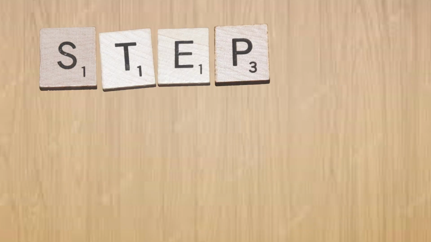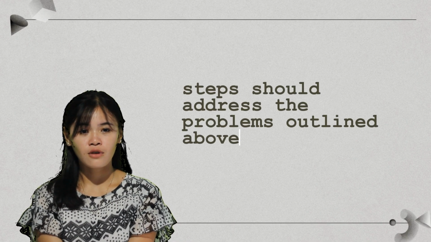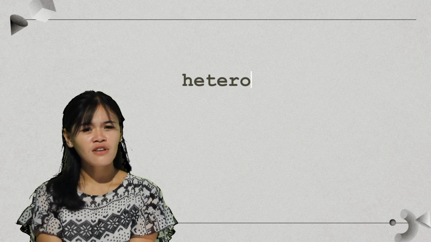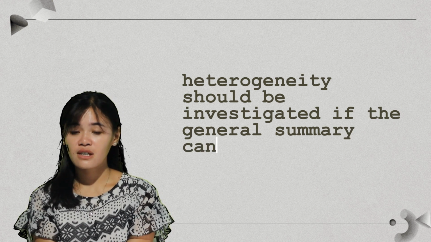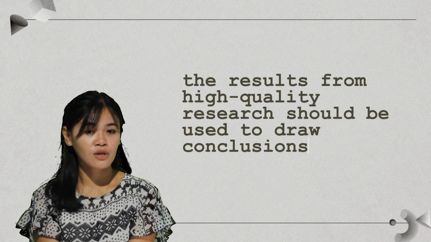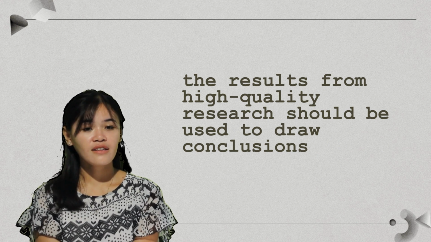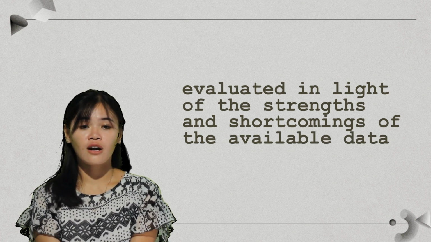Step 5. Analyzing the results. Each of the 4 aforementioned steps should address the problems outlined above. You should investigate the possibility of publication bias and associated biases. If the general summary cannot be believed, heterogeneity should be investigated, and if so, the results from high-quality research should be used to draw conclusions. Any advice should be evaluated in light of the strengths and shortcomings of the available data.